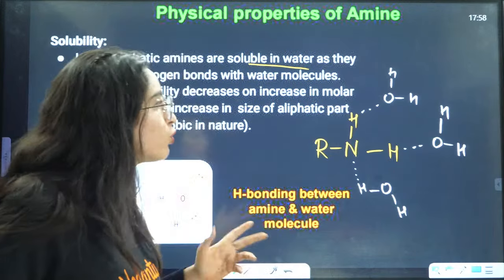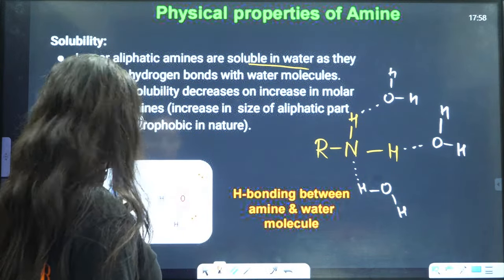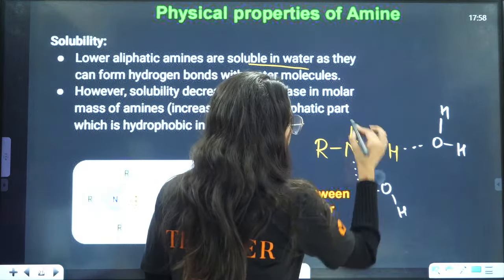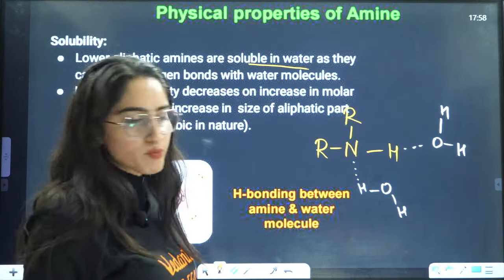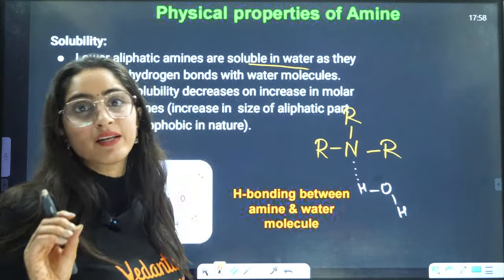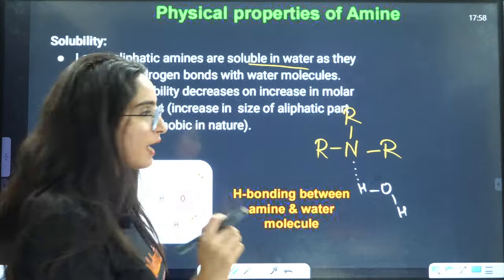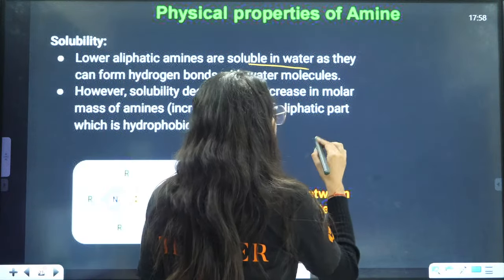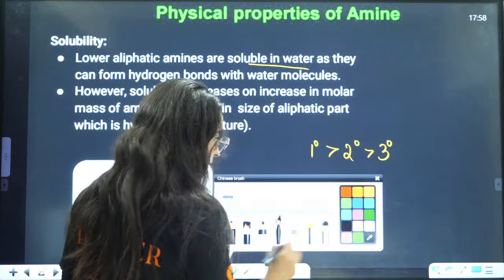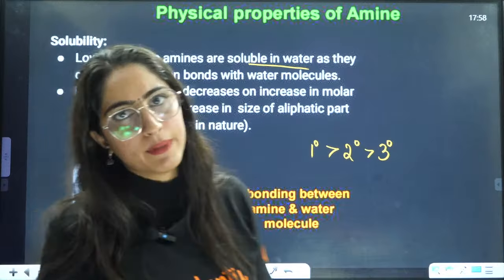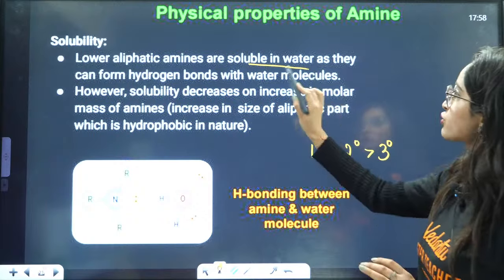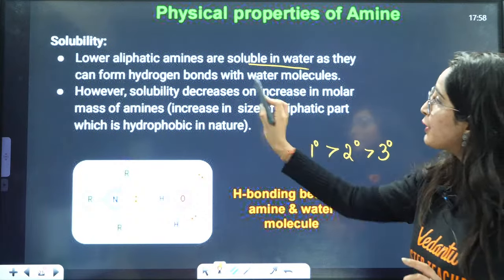If you talk about 2 degree amines, there will be another R, so there will be only 2 hydrogen bonds. With 3 degree amines, there will be one more R, so there will be only one hydrogen bond. That is the reason 1 degree amines are more soluble than 2 degree, and then you have 3 degree amines. Lower aliphatic amines are soluble in water as they can form hydrogen bonds with water.